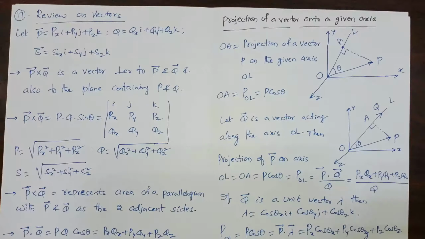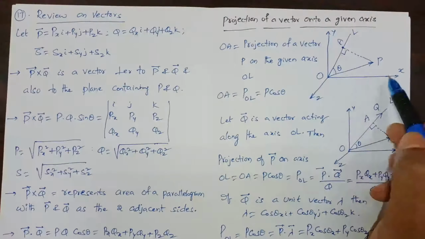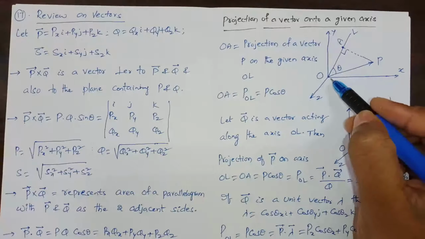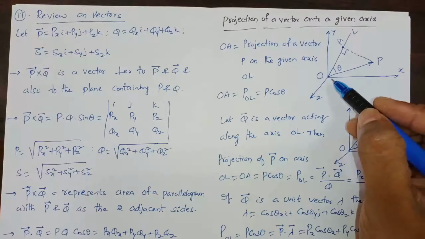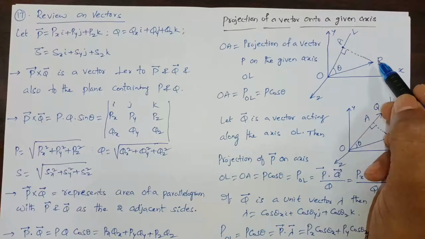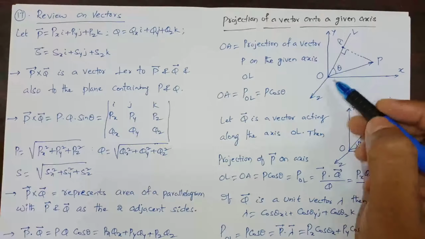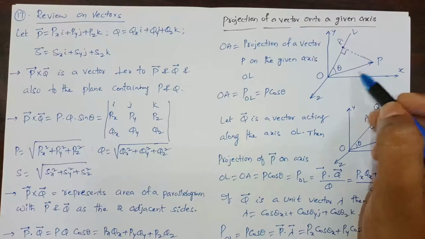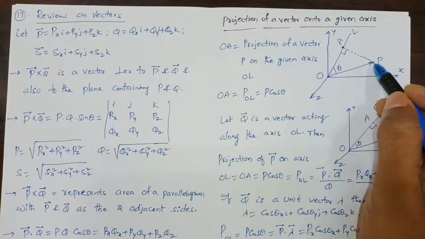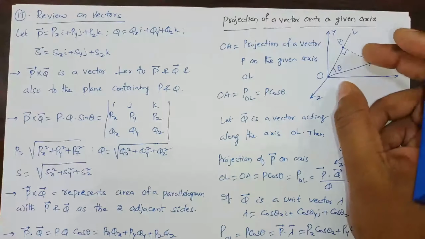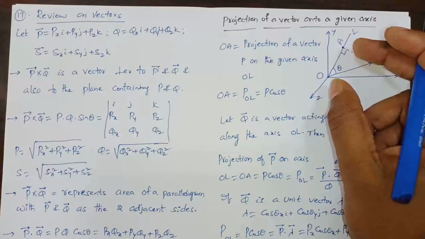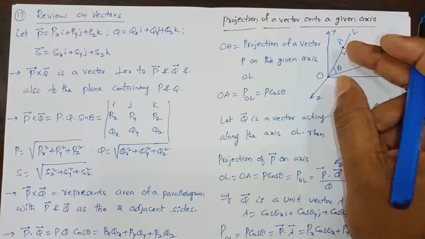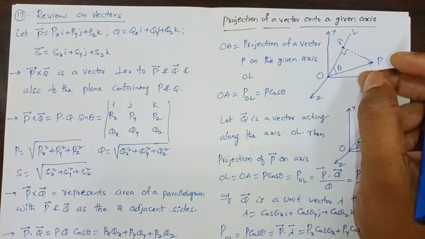So now let us briefly discuss the projection of a vector onto a given axis. Here consider this is the x axis, y axis, z axis, and there is a vector p starting from the origin and going in this direction, and OL is the given axis. If you draw perpendiculars from the two ends of this vector, then the line intercepted on the given axis is the projection of that vector onto the given axis.